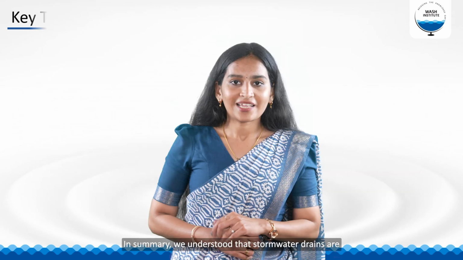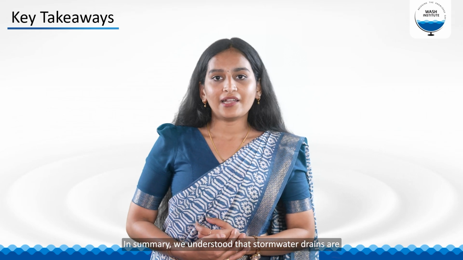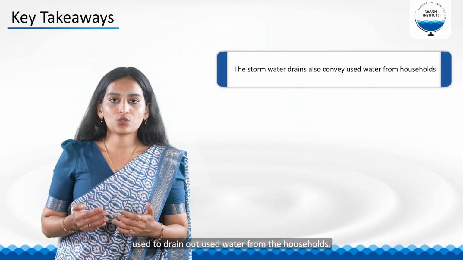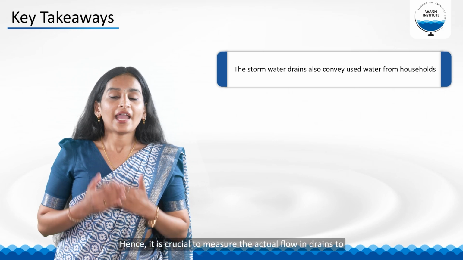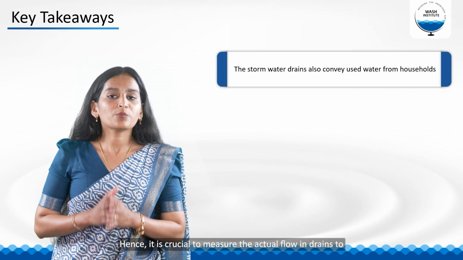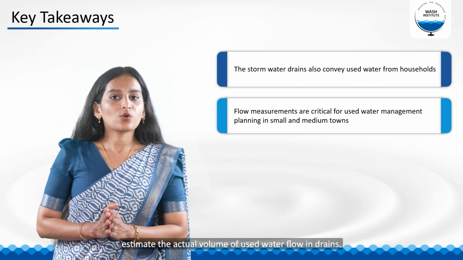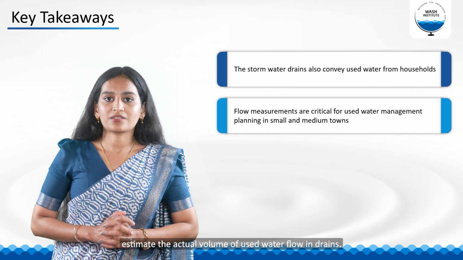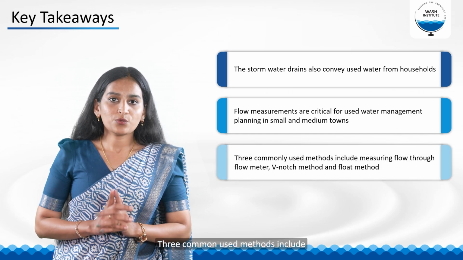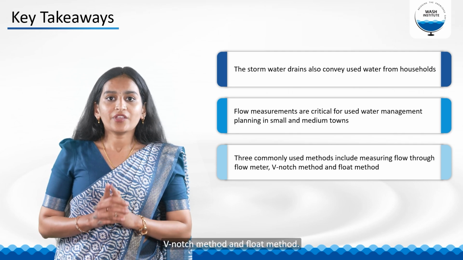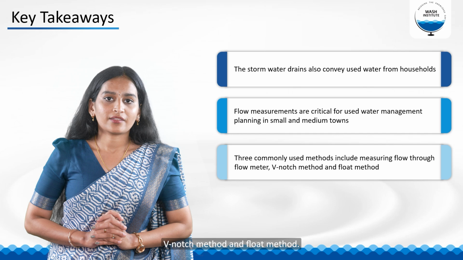In summary, we understood that stormwater drains are used to drain out used water from the households. Hence, it is crucial to measure the actual flow in drains to estimate the actual volume of used water flowing in drains. Three commonly used methods include measuring flow through flow meter, V-notch method, and float method.